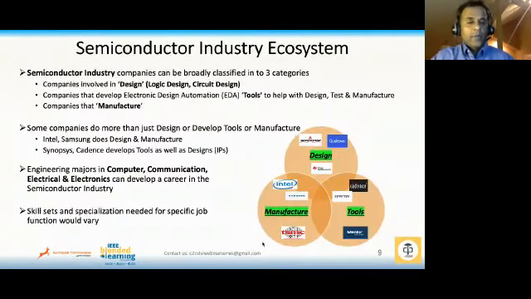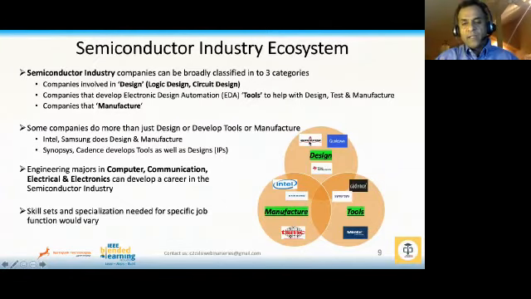Now, before we go into what kind of jobs, let's look at the different companies within the semiconductor industry playing different roles. Mainly, we would look at 3 different categories. First, companies that are involved in doing design. That is, they are designing the semiconductor or the VLSI device, the integrated circuit.